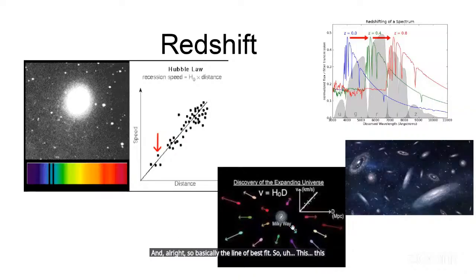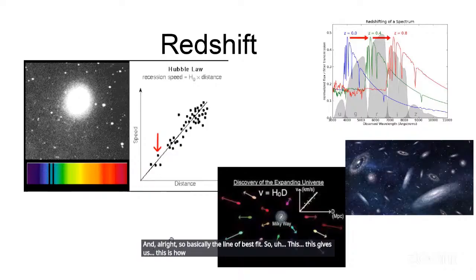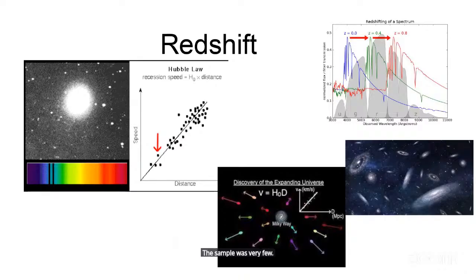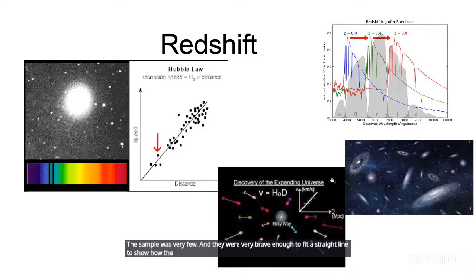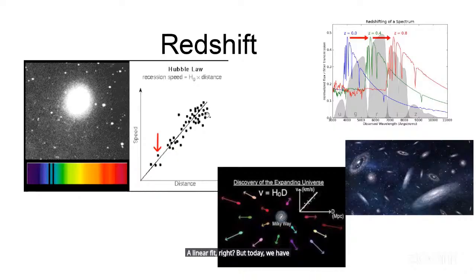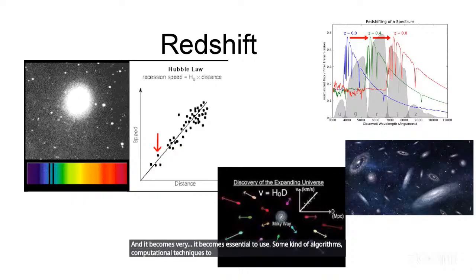This is how Hubble and Emerson predicted the expansion of the universe. The sample was very small, and they were brave enough to fit a straight line to show that the data is showing a linear fit, right? But today we have many more objects, and it becomes essential to use algorithms, computational techniques, to fit the line of best fit, right?